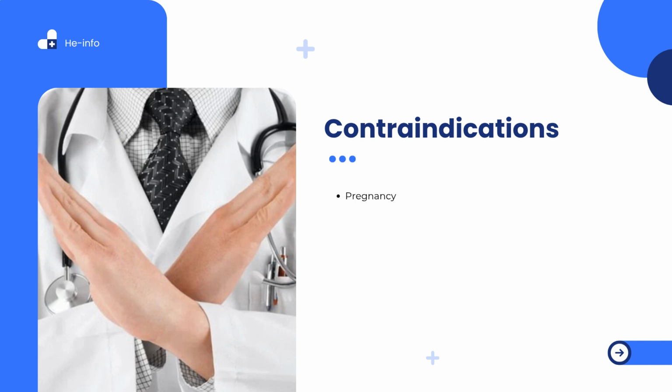Contraindications. When you should not take Opsumit Macitentan. Certain health conditions make Opsumit Macitentan unsafe to use. Always inform your healthcare provider about your medical history before starting this medication. Do not take Opsumit Macitentan if you are pregnant or planning to become pregnant. This medication can harm an unborn baby and is strictly contraindicated during pregnancy.